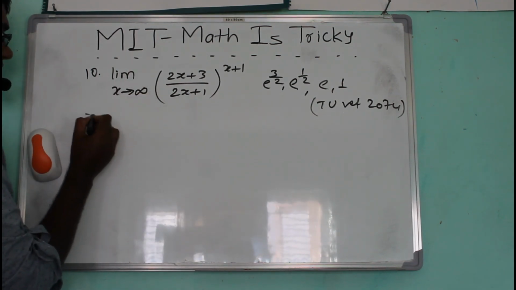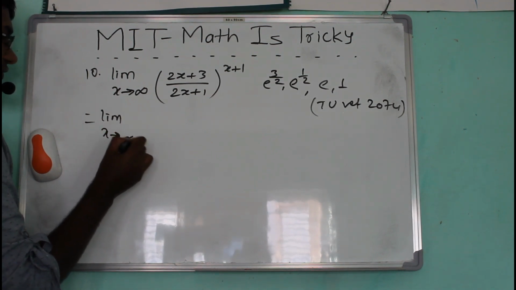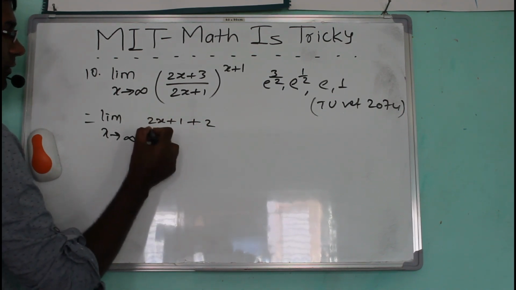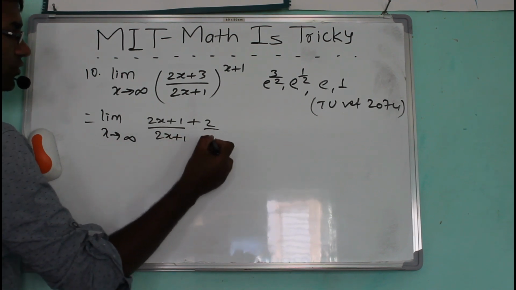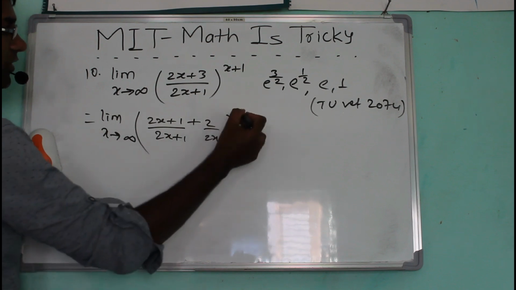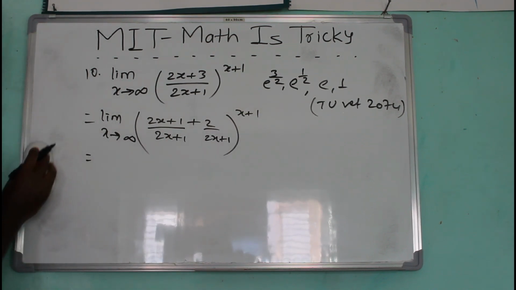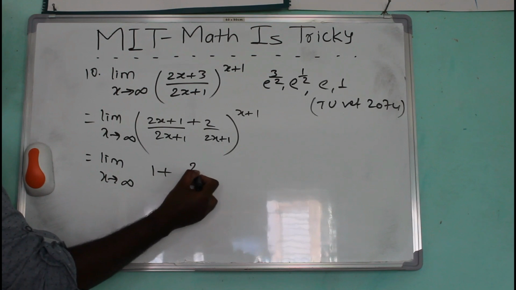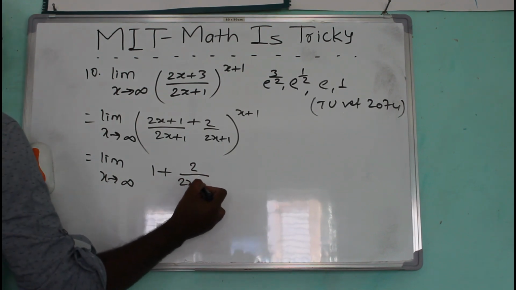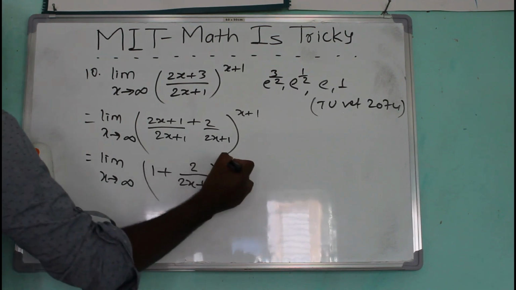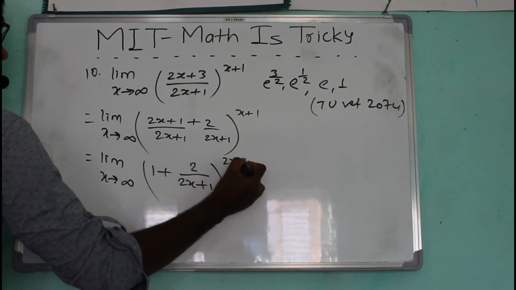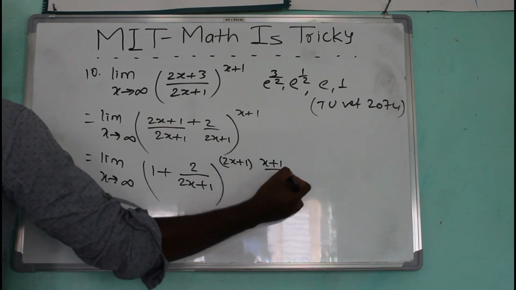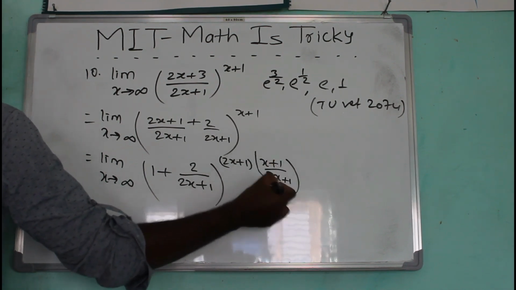So what we can do here, limit x tends to infinity, just separate this. So (2x plus 1 plus 2) by (2x plus 1), and the whole power is x plus 1. This is 1, so we can write limit x tends to infinity of (1 plus 2 by (2x plus 1)) to the power (2x plus 1) whole power x plus 1, so I'm writing (2x plus 1) times, in the power, (x plus 1) by (2x plus 1). We can write it like this, the same thing.